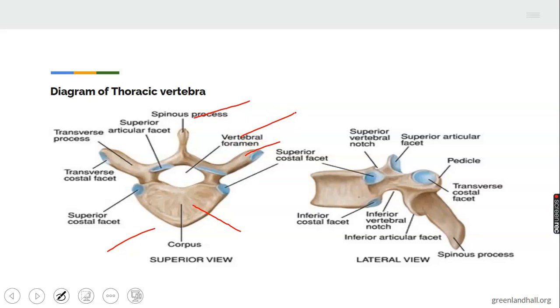So also we can see it in the lateral view. This is your neural spine. This is your centrum here. This is the transverse process there. So we have to learn to draw the two views properly.